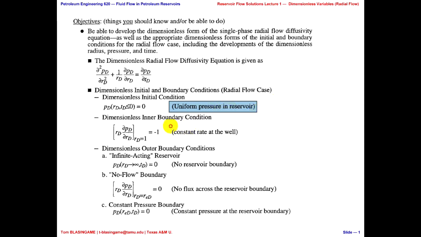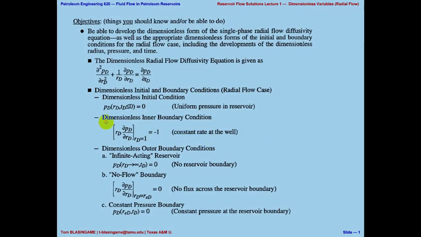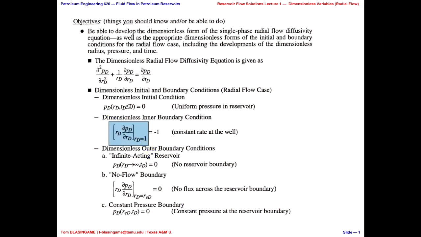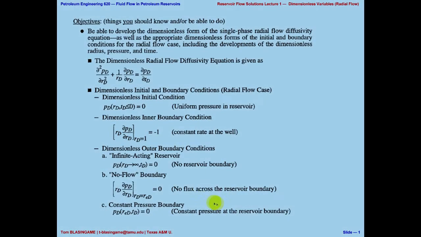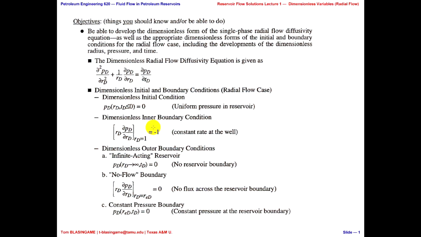The inner boundary condition is given by a constant wellbore rate. You'll notice that this term on the left-hand side looks like Darcy's law. It's recast in dimensionless form, and that's exactly what it is. So we're going to determine this value of 1 from Darcy's law, okay? And then we have the infinite acting outer boundary condition, where when we have no reservoir boundary, if we continue to walk towards infinity, the pressure becomes the initial pressure, or the dimensionless pressure becomes 0.